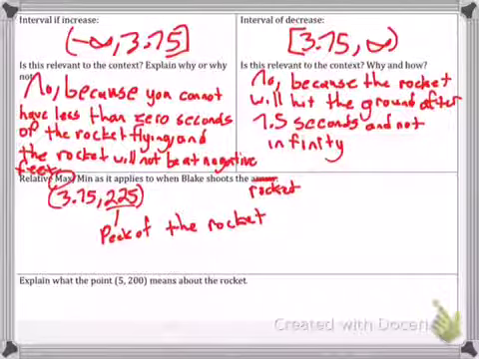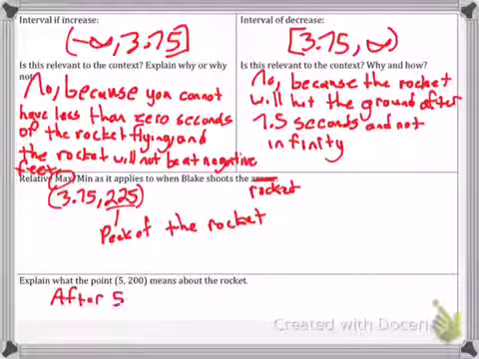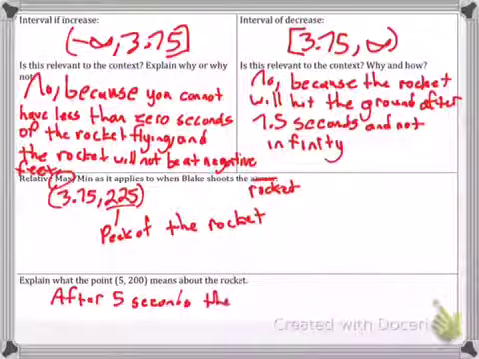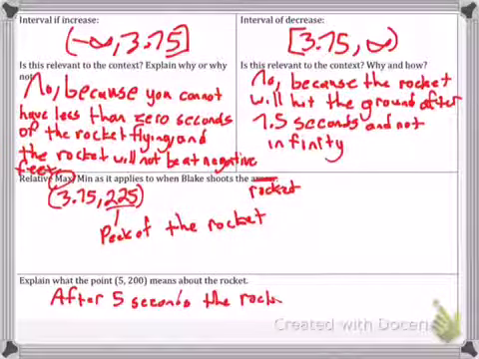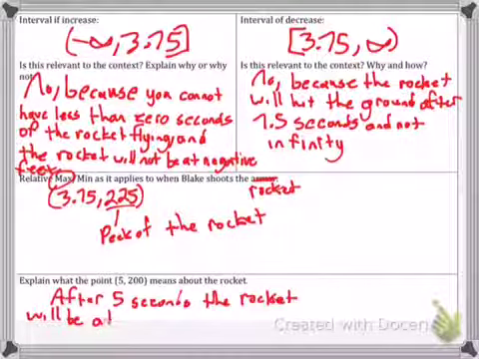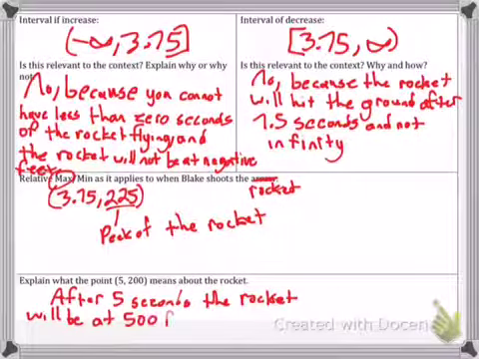Alright, and then explain what 5, 500 means. It means after 5 seconds, the rocket will be at 500 feet.